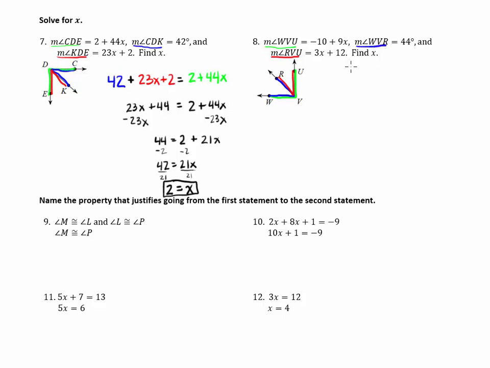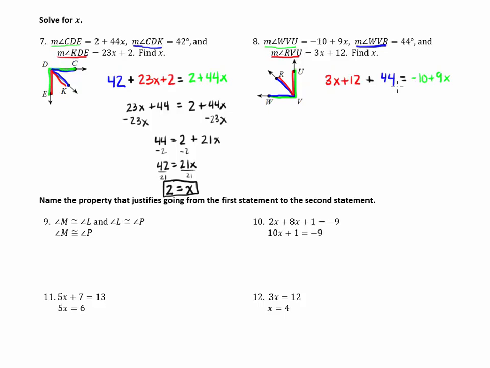We just want to find x. So once again, we have to come up with an equation, something equal to something that involves that x value. And we can see from this picture, the red angle plus the blue angle equals the green angle. So the red angle, 3x plus 12, plus the blue angle, which is 44 degrees, has to equal the green angle, which is negative 10 plus 9x. So there's our equation.